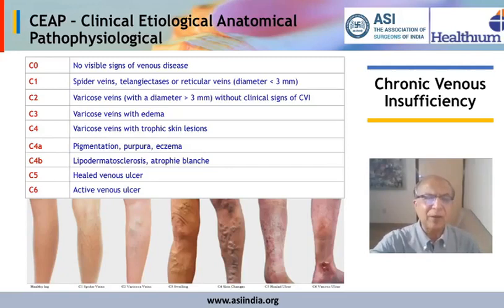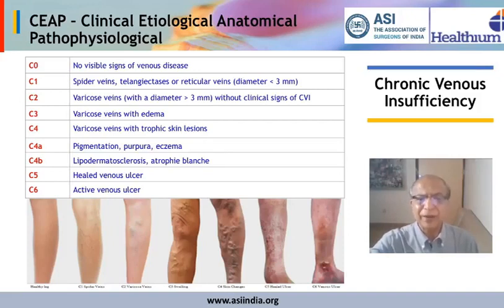C0 is normal legs and feet. C1 is just the first stage of teeny-weeny spider nevi, less than 3 millimeters, prominent veins, usually occurring near the ankle or anywhere in the leg. C2 is apparent varicosity, prominent veins, more or less tortuous, but patients have no edema or literally no symptoms, only prominent veins, and they may not like the look of it.